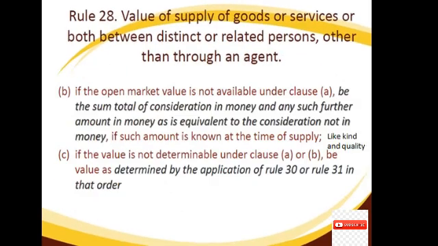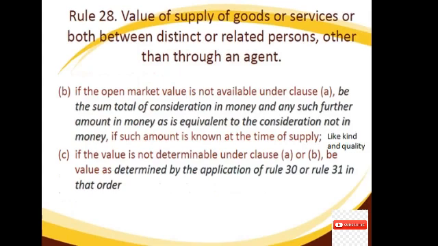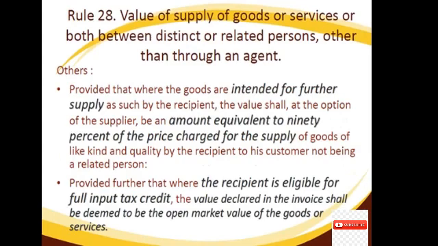Rule 28 says where value of supply of goods or services are between distinct or related persons, then you will be following the same sequence of Rule 27, just eliminating the second point, which is monetary plus non-monetary consideration. Now, in case where you were following Rule 28 and you were selling to your related or distinct party and then the distinct party is again selling to an unrelated party, then in that situation you will be taking the 90% of the selling price of the unrelated party to be the value of consideration between the related or distinct parties.